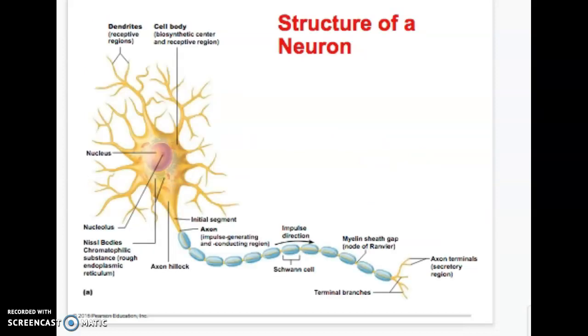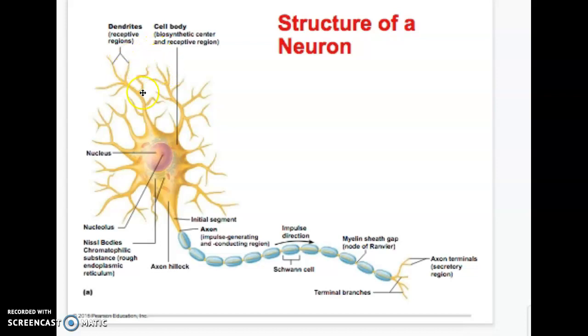When we look at the structure of a neuron, it's a really highly specialized cell. This end of the neuron over here is the receptive end. It has the dendrites and the cell body. The dendrites and the cell body both receive information from other cells, whether it's a receptor or another neuron.